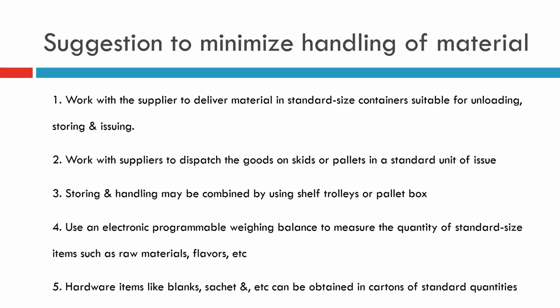Suggestion to minimize handling of material. 1. Work with the supplier to deliver material in standard size containers suitable for unloading, storing, issuing. 2. Work with suppliers to dispatch the goods on skids or pallets in a standard unit of issue. 3. Storing handling may be combined by using shelf trolleys or pallet box. 4. Use an electronic programmable weighing balance to measure the quantity of standard size items such as raw materials, flavors, etc. 5. Hardware items like blanks, sachet, etc. can be obtained in cartons of standard quantities.